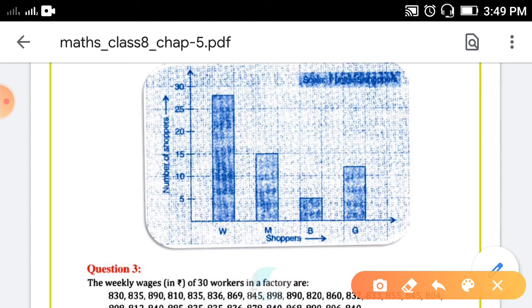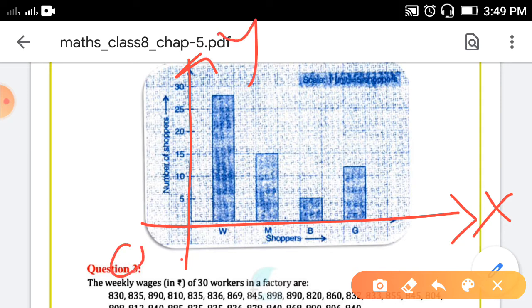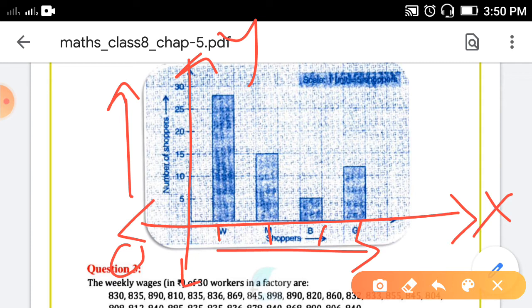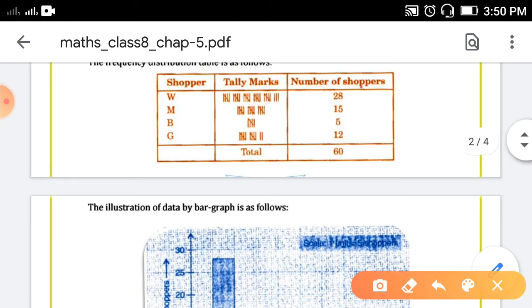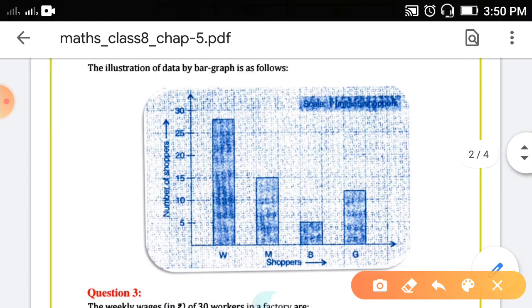Now draw the bar graph. In your junior classes you have studied how to draw bar graphs. First of all, draw the horizontal and vertical axes. The horizontal axis is x and the vertical is y, both meeting at point O. On the x-axis you will write shoppers W, M, B and G, and on the y-axis you will write number of shoppers. And the scale: 1 unit is equal to 5 shoppers. The maximum number of shoppers is 28, so you can write up to 30.